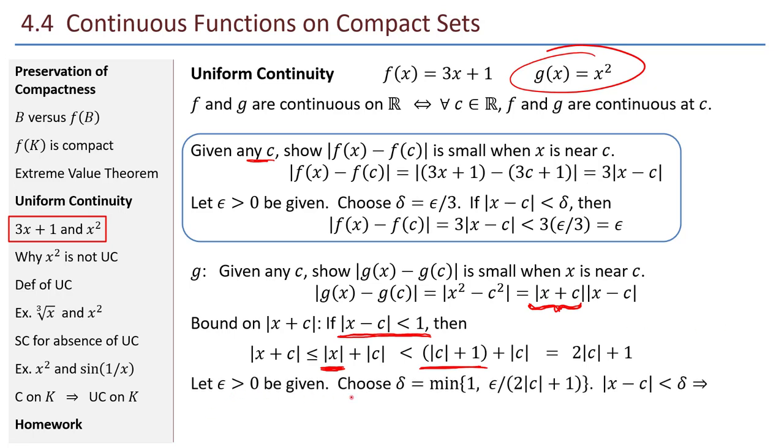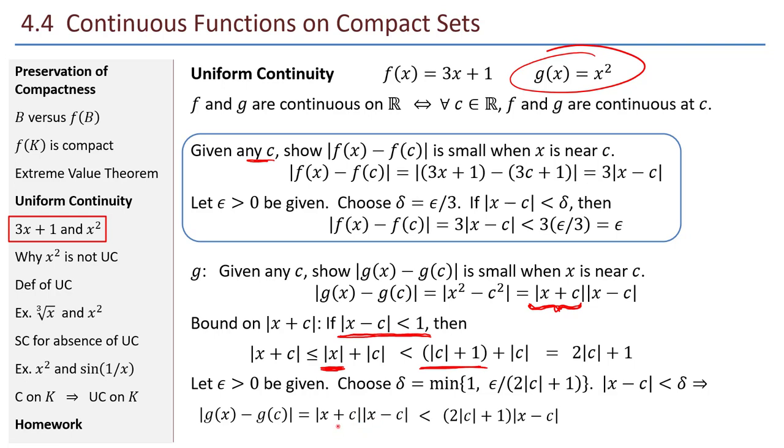So maybe that gives us a clue about what delta should be. Let epsilon greater than 0 be given. I will choose my delta to be the minimum of 1 and epsilon over 2 absolute c plus 1. Now, if x minus c is less than delta, what do we know? The difference in the function values factors as x plus c, x minus c, so that was just algebra, we haven't used our delta yet.